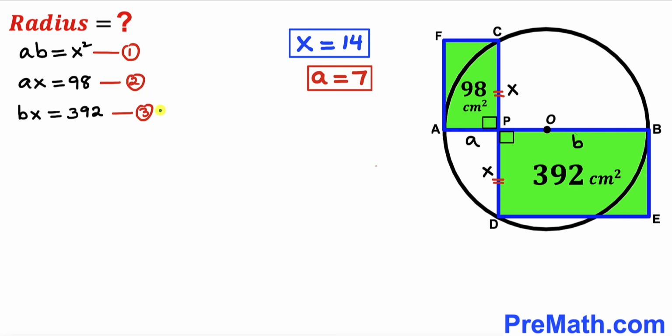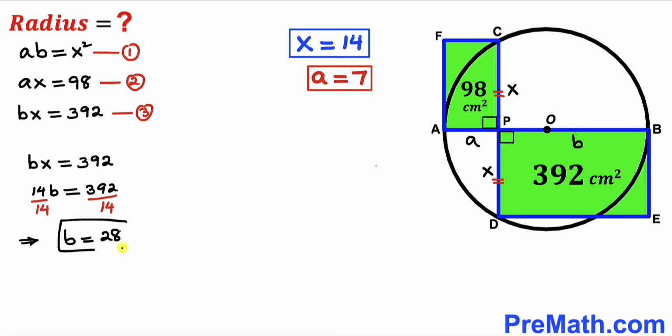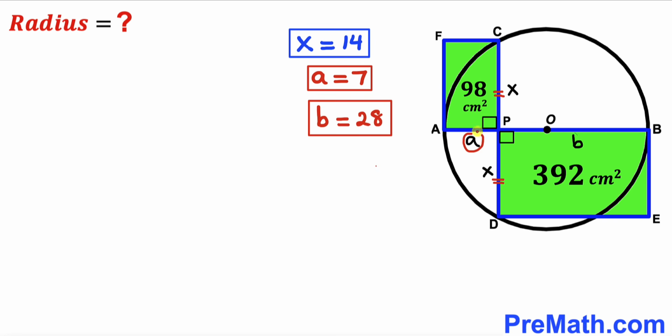Now we are going to focus on equation 3. Here I have copied down equation 3, and we know our x value is 14. So I'm going to substitute the 14 value over here. This becomes 14 times b equals 392. Now I'm going to divide both sides by 14 to isolate b. So our b value simply turns out to be 28 centimeters. Thus our a value turns out to be 7 and b value turns out to be 28.